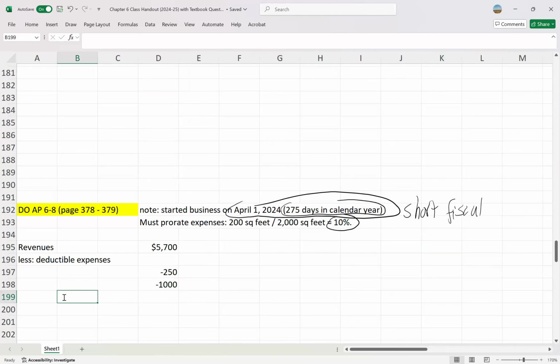So I'll just make a note here. So meals at 50%. So that's going to be 125.